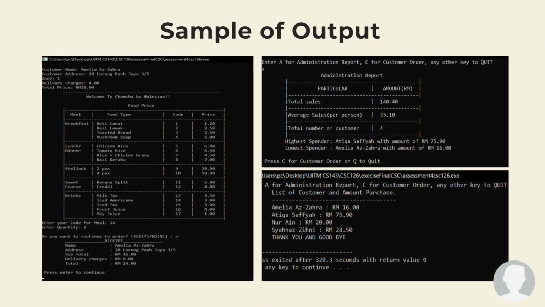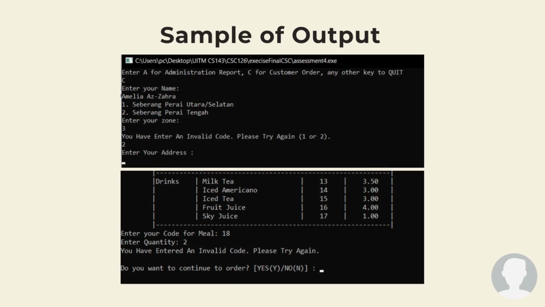And this is our sample of output when the user enters C or A or any other key. So you can see it shows the receipt, the administration report, and the list of customers at the end of the day. Next is the sample of output when the user enters wrong input, such as other than 1 or 2, and other than the code number for the meal.